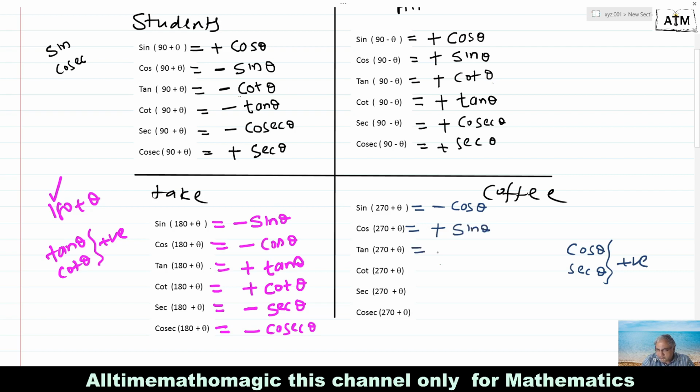Similarly, tan is negative in the fourth quadrant, and because of the 270 allied conversion, tan becomes cot and cot becomes tan. Cot is also negative in the fourth quadrant, and cot becomes tan. So it is minus tan theta. And sec 270 plus theta, sec is positive in the fourth quadrant, and the allied conversion of sec is cosec, so it is plus cosec theta. And cosec is negative in the fourth quadrant, and allied conversion is allowed because of the 270, so it is minus sec theta.